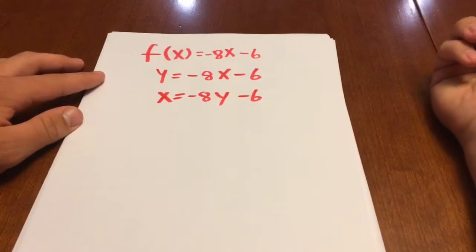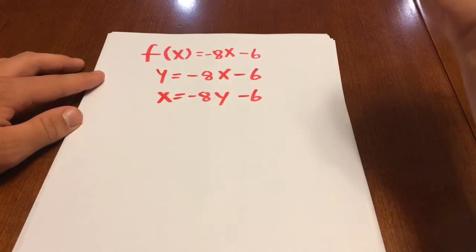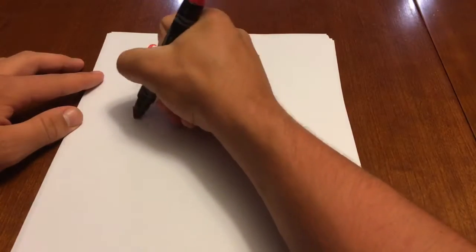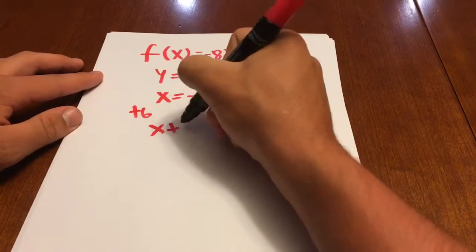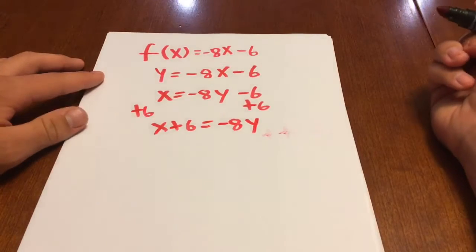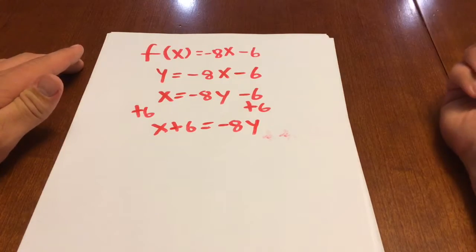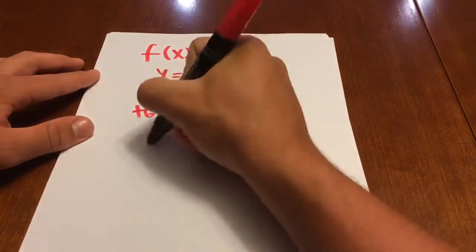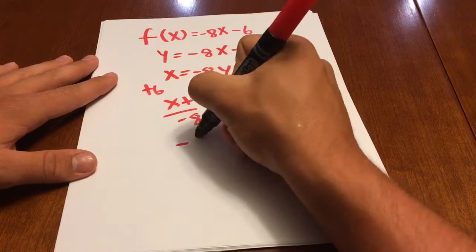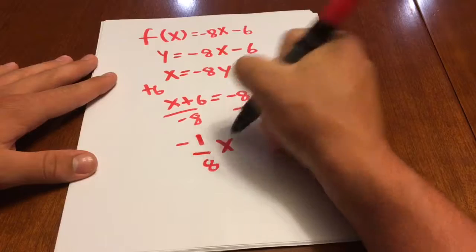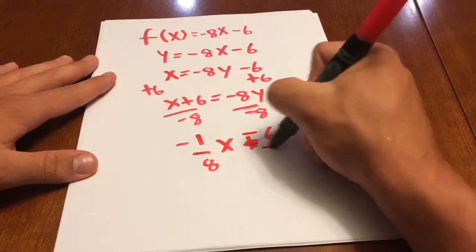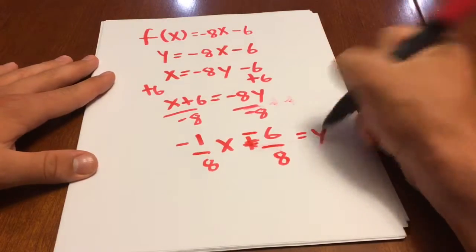Okay, and basically now all you have to do is just solve for y. So first you want to get rid of the 6 on this side, so plus 6, plus 6, and you get x plus 6 equals negative 8y. Okay, now all you have to do is isolate the y, so divide by negative 8, divide by negative 8, and you would get negative 1/8x minus 6 over 8 equals y.